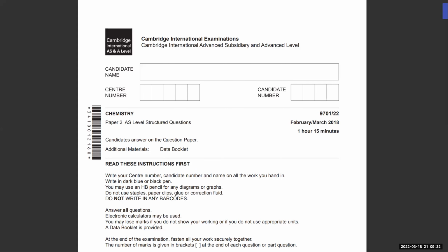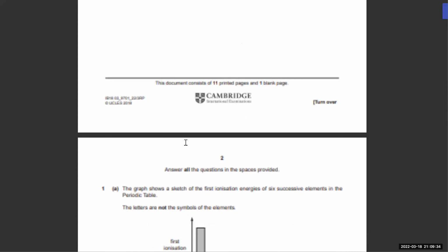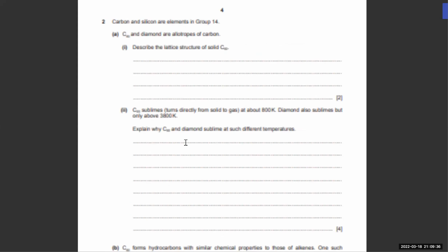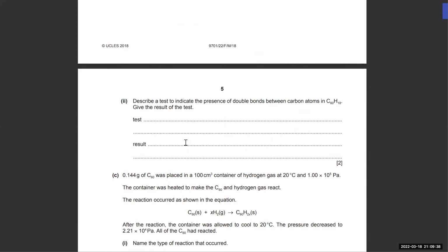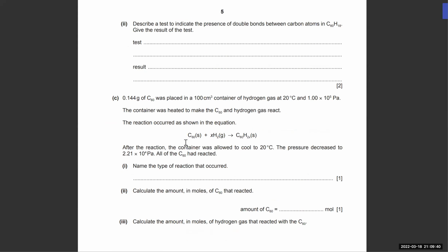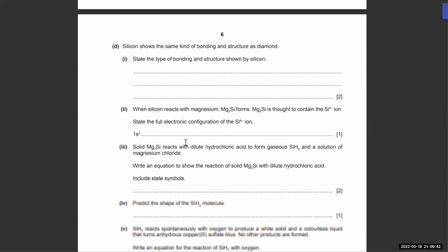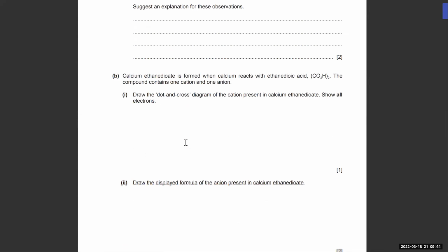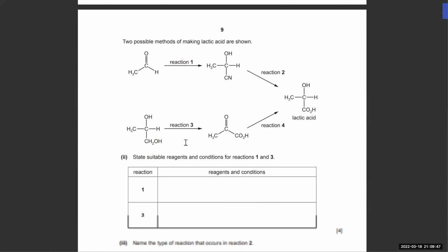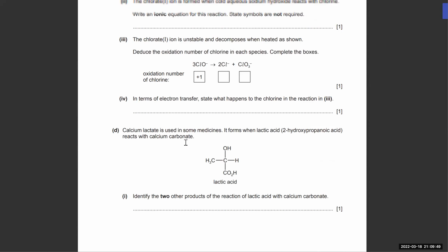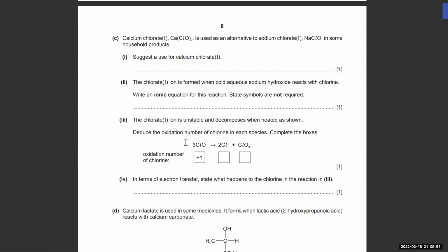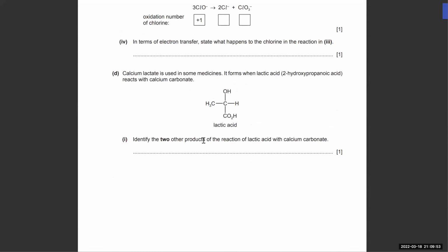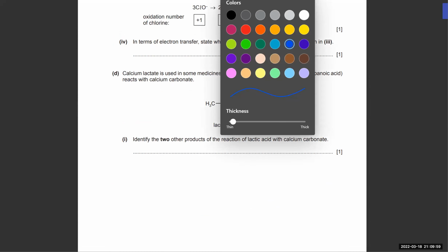There are some more organic past paper questions. So we've got this, which is not really organic. Not organic. So let's try and do this question. It says: identify two other products of the reaction with calcium carbonate.